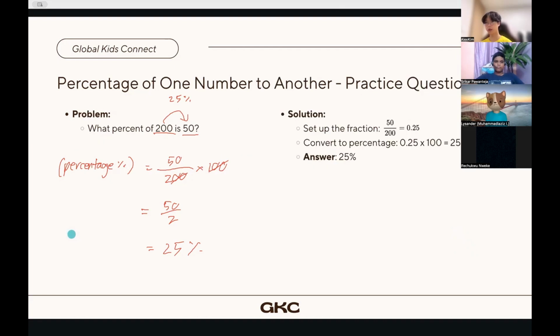Oh, and anybody have any questions for this one? I would assume not, because it is a very simple one. And so we can move on.